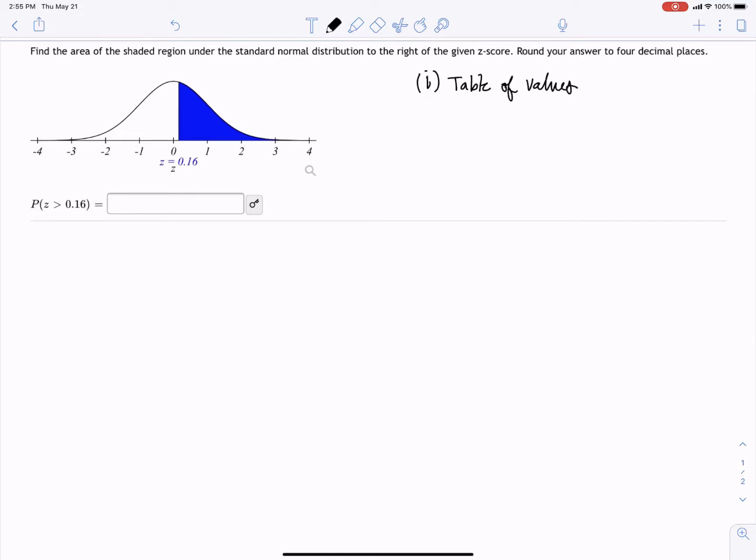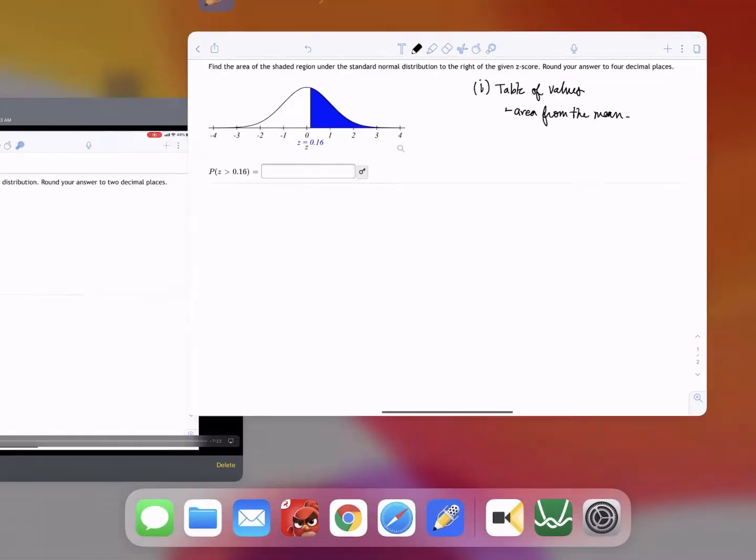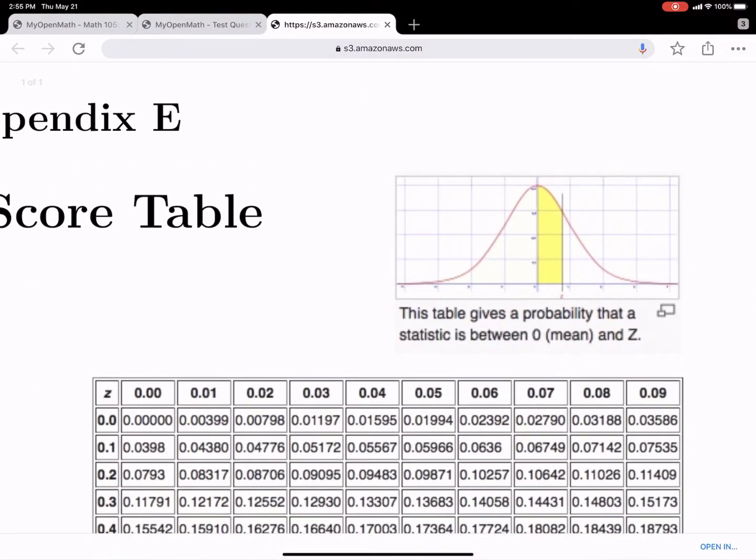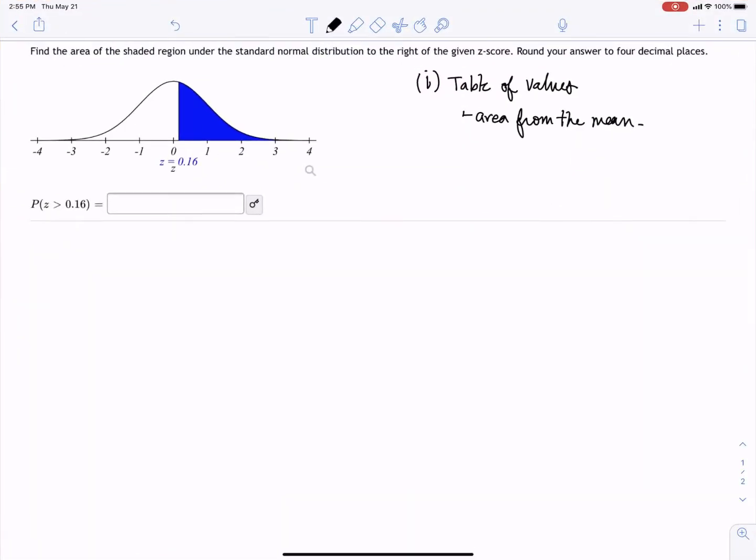But recall that the table of values only gives area from the mean. So if we take a look at the table, we can see that the area from the mean is the yellow shaded. And so in our case, we aren't looking for the area from the mean. We're looking at the area to the right of the z-score.